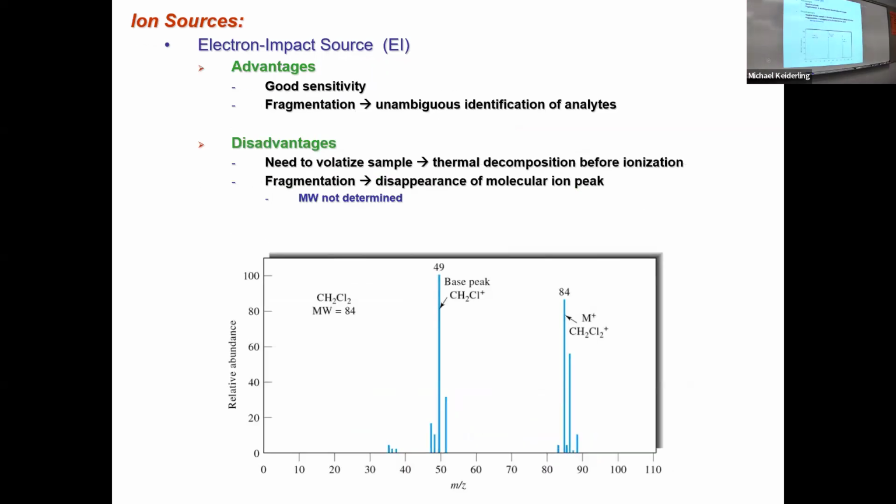It's got good sensitivity, and the fragmentation makes unambiguous identification of analytes possible. But you need to volatilize the sample, and you lose the molecular ion peak, so it can be hard to find the molecular weight.